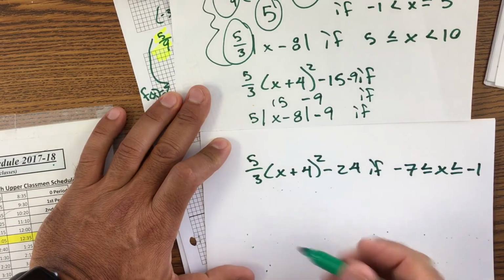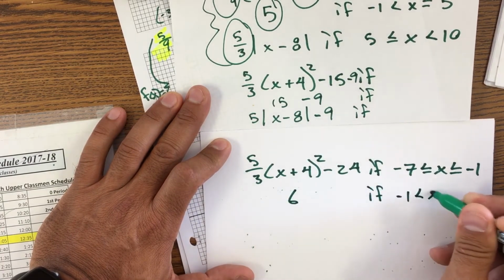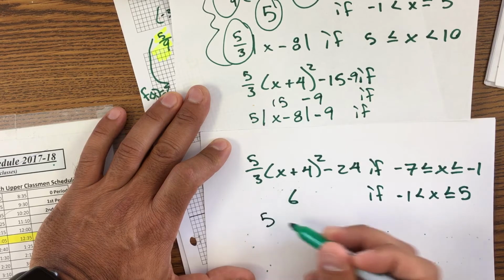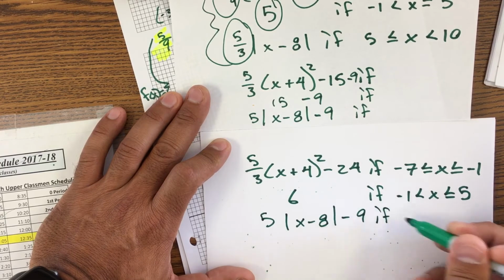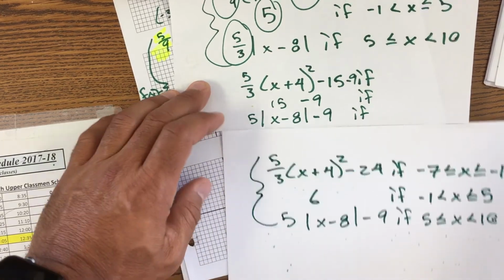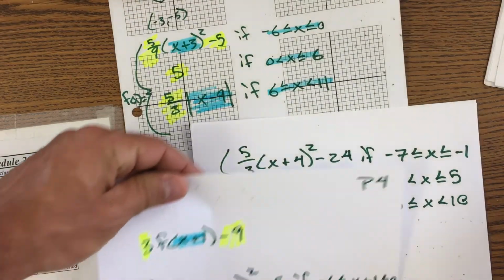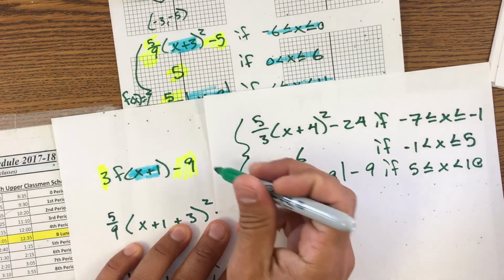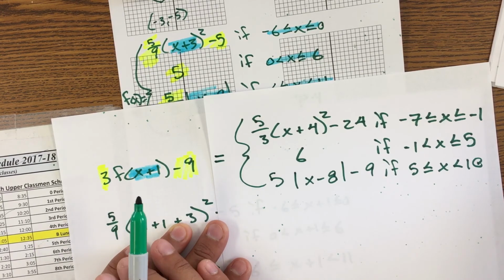Again, this part's not changing. 15 minus 9 is 6 if -1 is less than X less than or equal to 5, not changing. 5 absolute value of X minus 8 minus 9 if 5 is less than or equal to X less than 10. So this is my new function right here. I don't have enough room to write it, but what I would want to write is this part again, so that I know that's the change. So I'm going to write equals just like this, and that's how I do the change to the piecewise function.